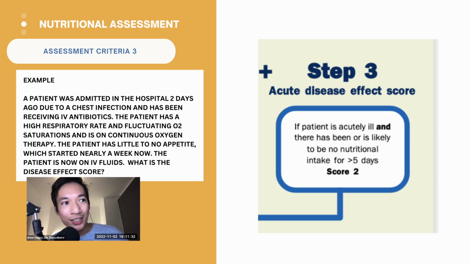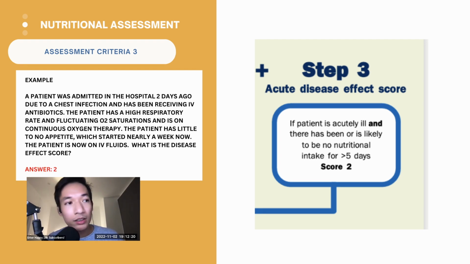Some of you said 0, some of you said 2. So again, guys, read step number 3 properly. If the patient is acutely ill and there has been or is likely to be no nutritional intake in the last 5 days. So according to the scenario that you can see on your screen, the patient is experiencing a chest infection and on antibiotics. Do we not consider that as an acute illness? What do we think? Is that not an acute illness?